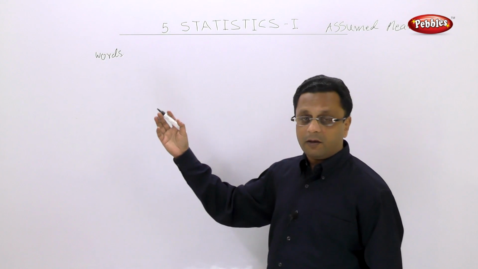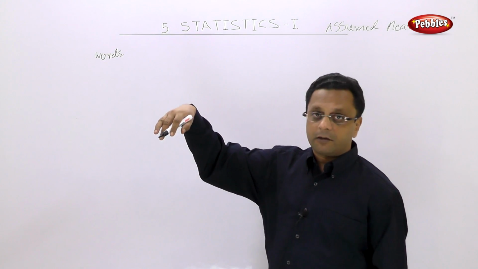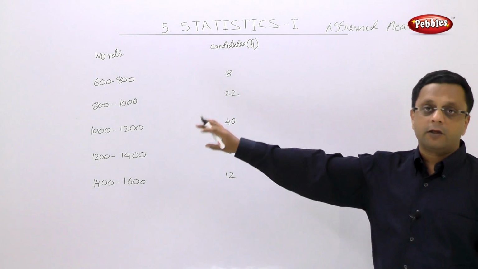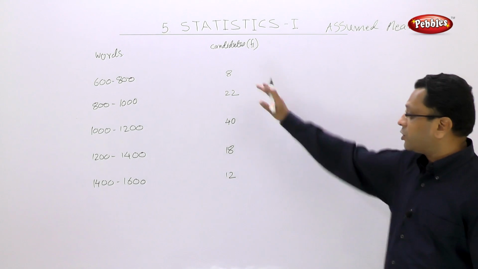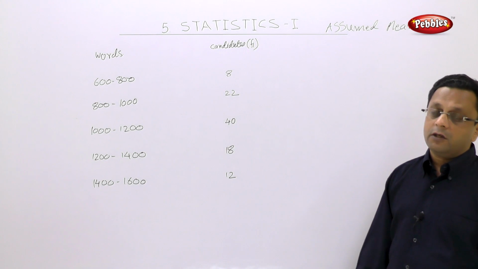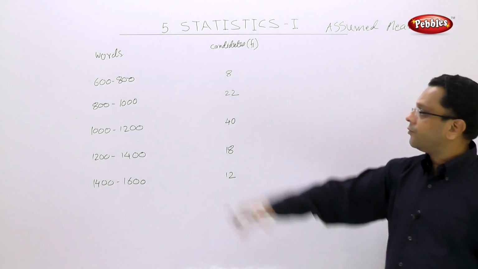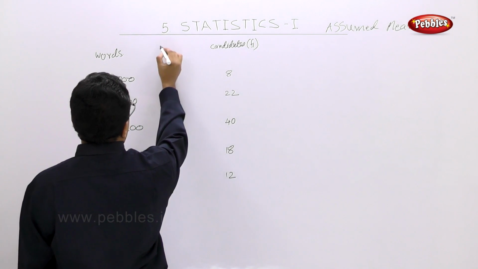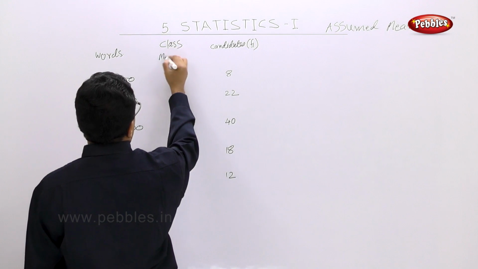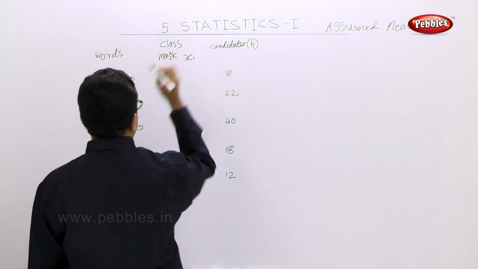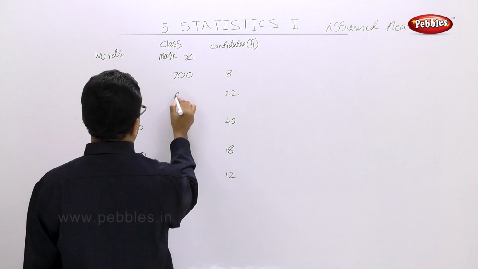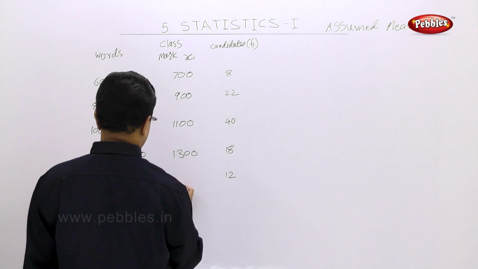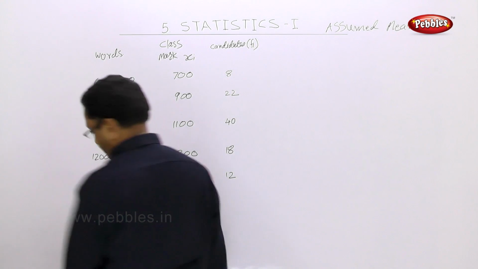This is the same example we have seen for direct method. Same example is there. Have you seen? This is the same example that we have done in the direct method. Calculations were quite tedious. So let us see how we shifted the origin. What we did. First of all, the first step is common, that we have to find out the class mark, that is xi. We have to find out 700, 900, 1100, 1300 and 1500.